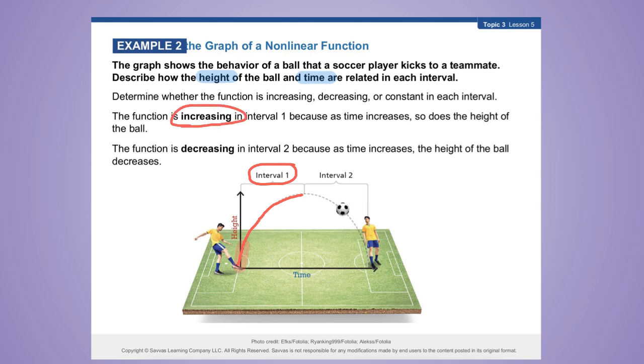Then the ball, at some point in interval 2, decides gravity is not its friend, and it starts to go this direction. As time is increasing, height is decreasing, and so that is a decreasing interval.